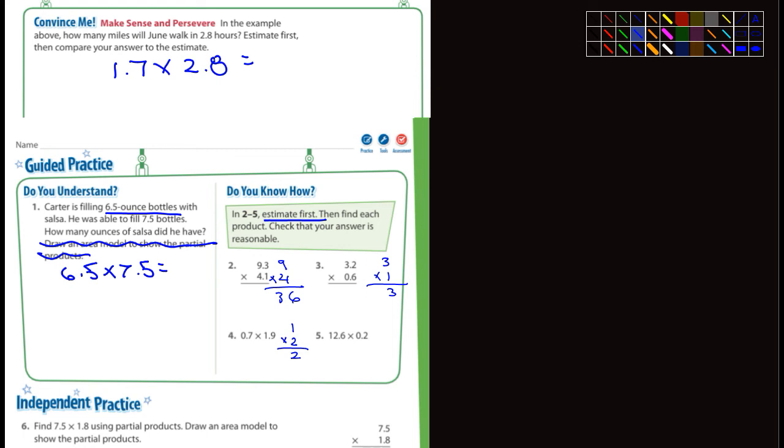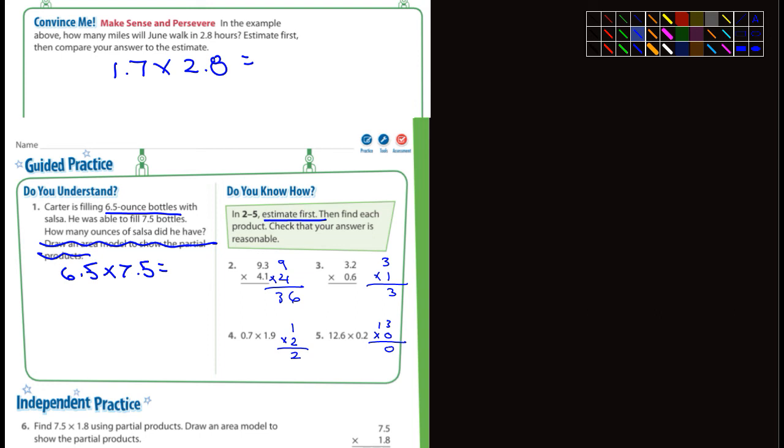And then 12.6, that's closest to 13. And 0.2 actually is closest to 0. So I put a 0. Well, anything times 0, 0 times 13, what's that? 0. Okay. So there's the estimations done for you. The only reason we'd estimate, if you ever felt the need to, is just to check to see if your answer is right, if it's close to the estimation. That, of course, is assuming you did the estimation correctly.